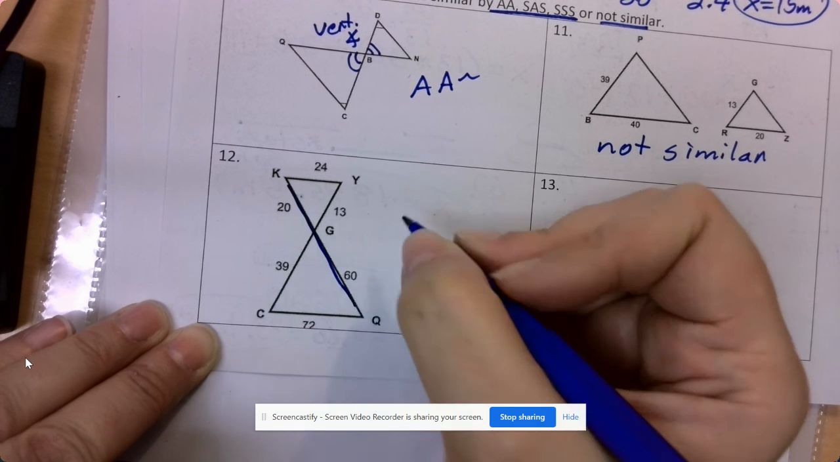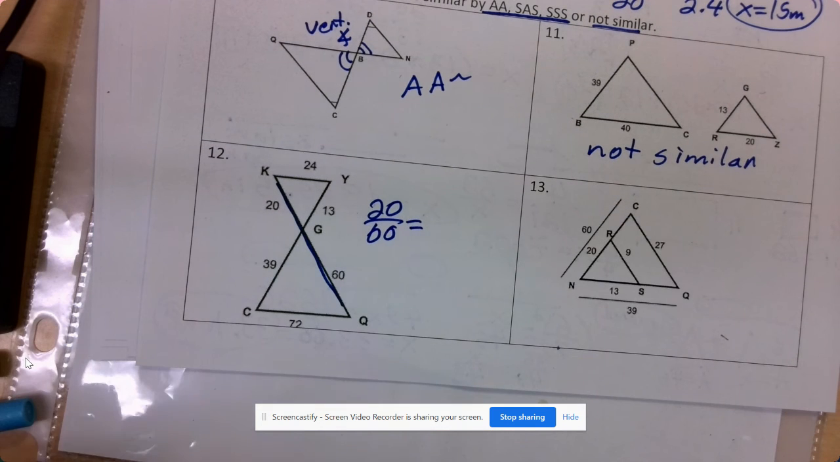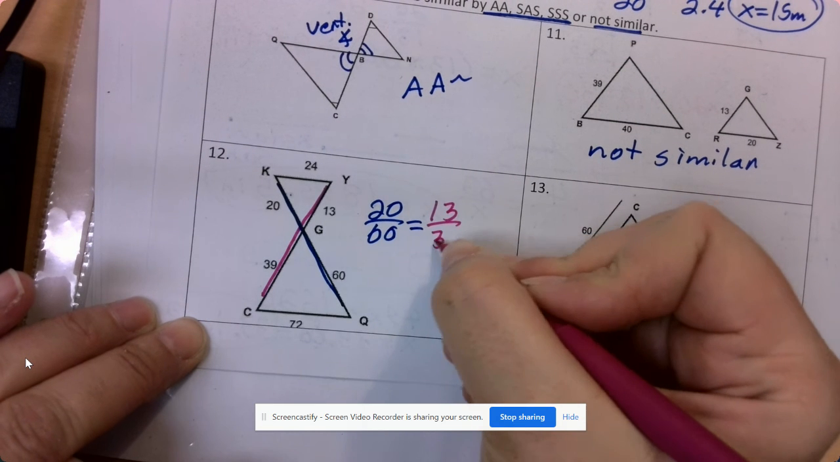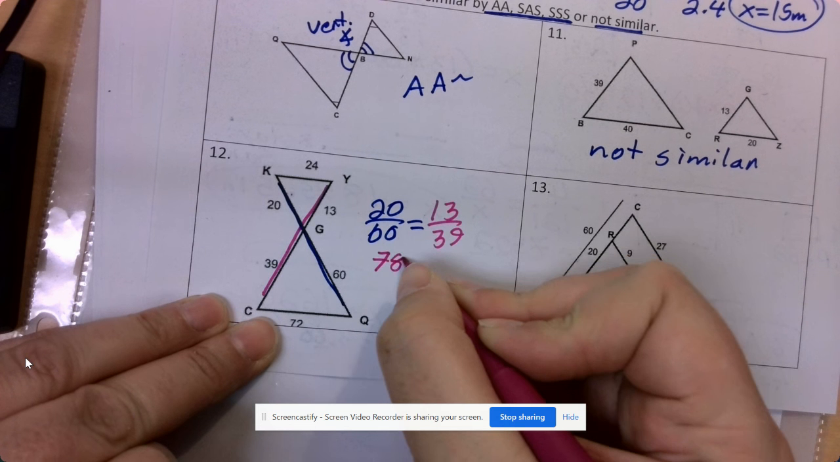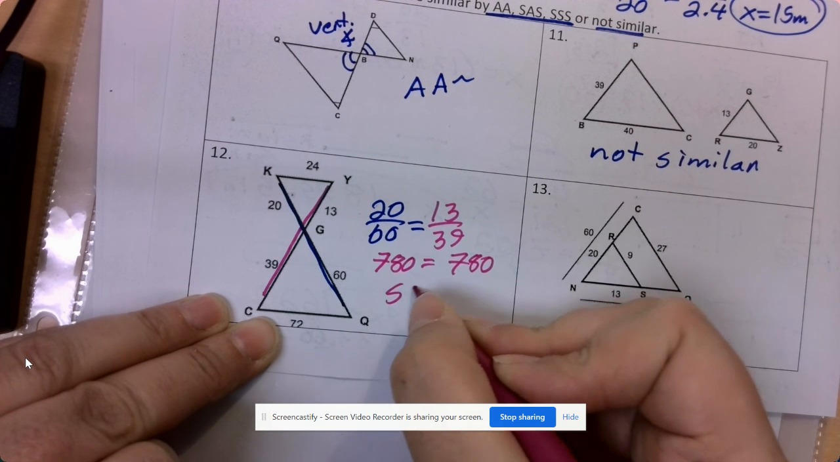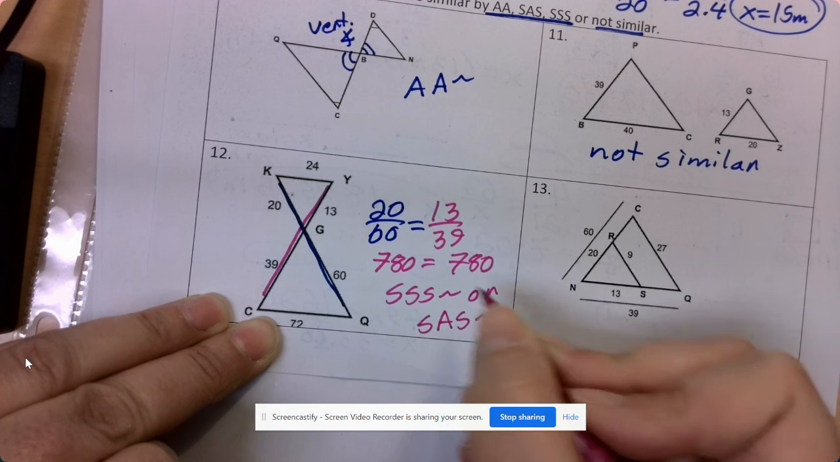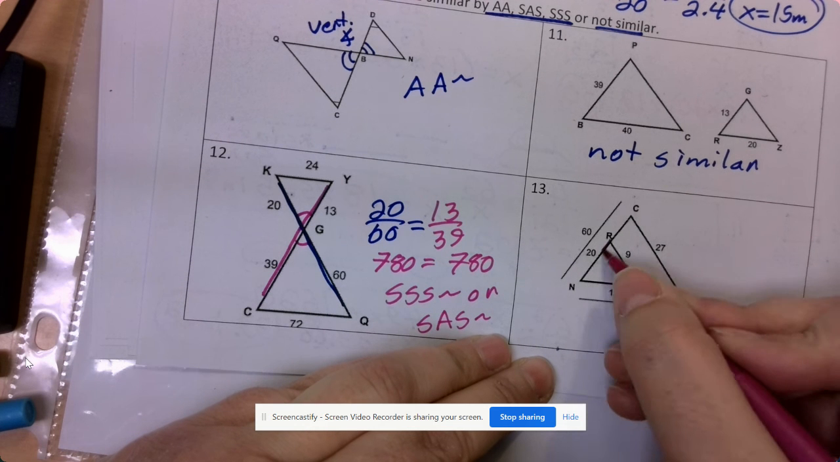Remember, we're going across. So 20 over 60 would be equal to 13 over 39. We cross multiply and divide. We get 780 is equal to 780. Okay, so we could use side, similarity, or side, angle, side, because we have our bow ties. Okay, this one, everybody, so if you need to, you can redraw it.